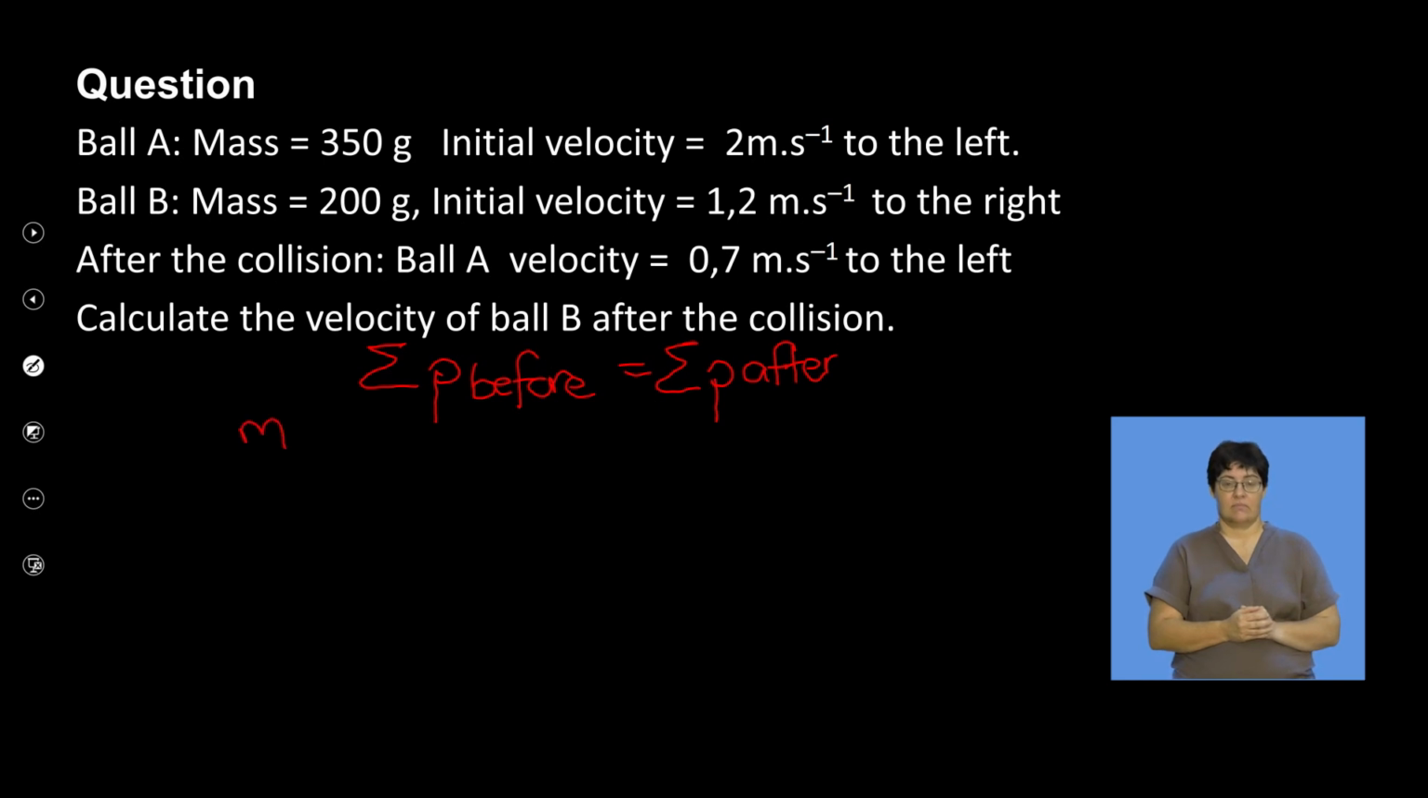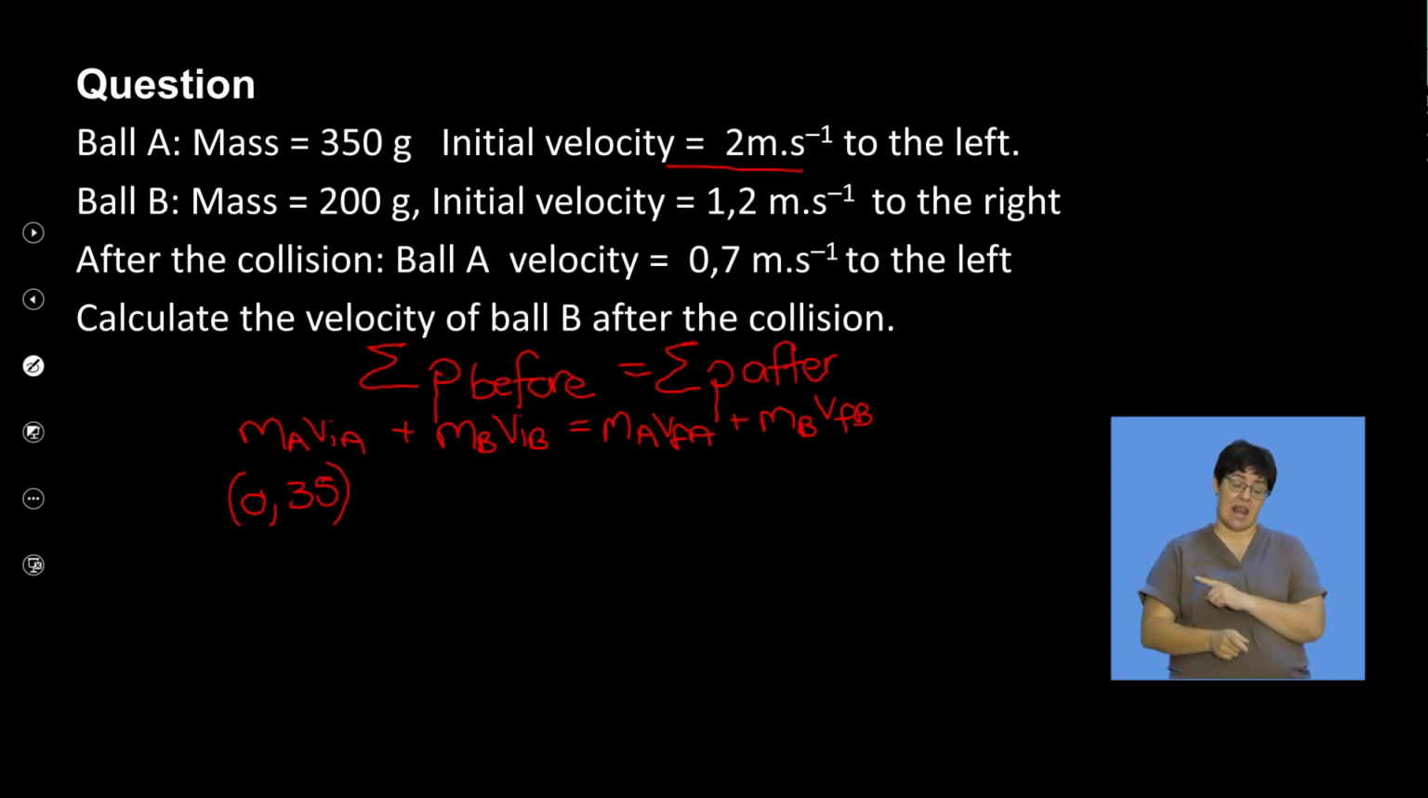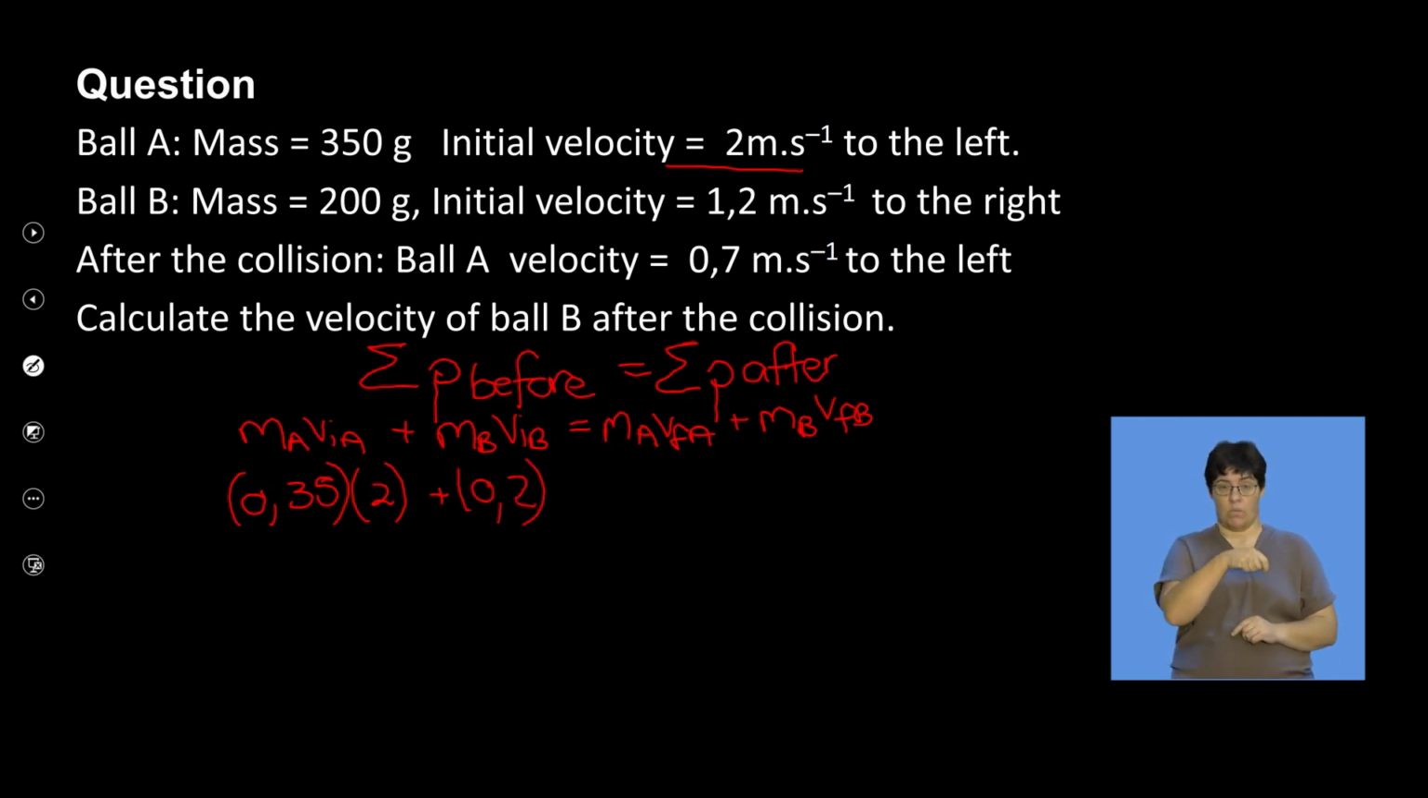where I have the mass of A, the initial velocity of A, plus the mass of B times the initial velocity of B. Afterwards, we're going to have the mass of A with A's final velocity. We're going to have the mass of B with B's final velocity. Now we substitute in. We've done the science, actually. So, 0.35. A was going to the left initially, so that's positive 2. B is 0.2. It was going to the right, so it's negative 1.2.